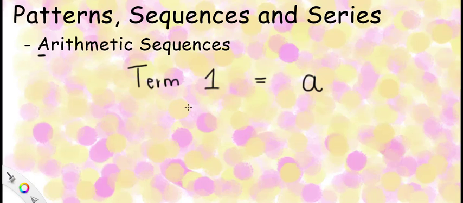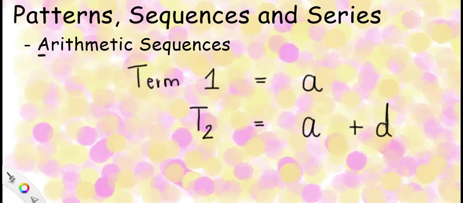We need to then, to derive the next term, do something to term 1. So the next term will be term 2. We'll abbreviate and use T2. And what do we need to do to term 1 in order to generate term 2? For arithmetic sequences, what we do is we add something that we call a common difference, and we denote the common difference using the variable D.